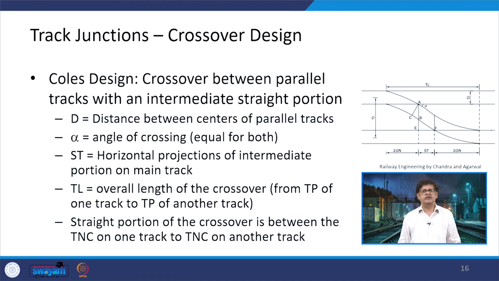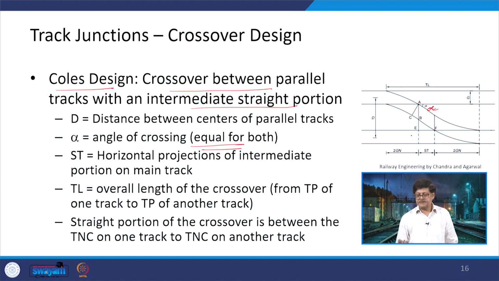So, let us look at this crossover design. There is again Cole's method, which we have discussed in the case of a turnout. We are talking about a case where there is a crossover between parallel tracks with an intermediate straight portion and the angles being the same. The angle we are talking about here is basically the angle of crossing alpha. So, the angle of crossing is equal for both cases.